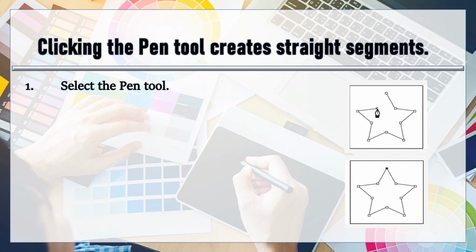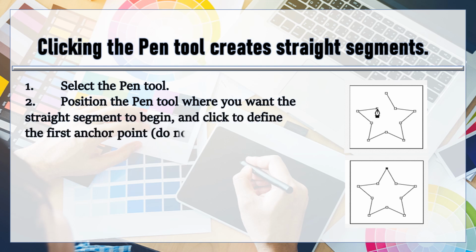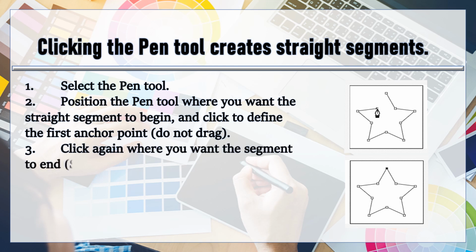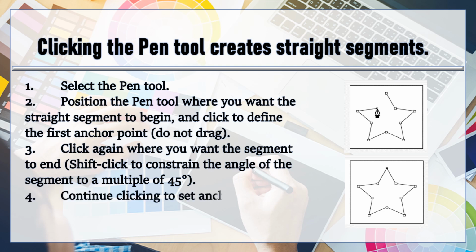1. Select the Pen tool. 2. Position the Pen tool where you want the straight segment to begin, and click to define the first anchor point. Do not drag. 3. Click again where you want the segment to end. Shift-click to constrain the angle of the segment to a multiple of 45 degrees. 4. Continue clicking to set anchor points for additional straight segments.